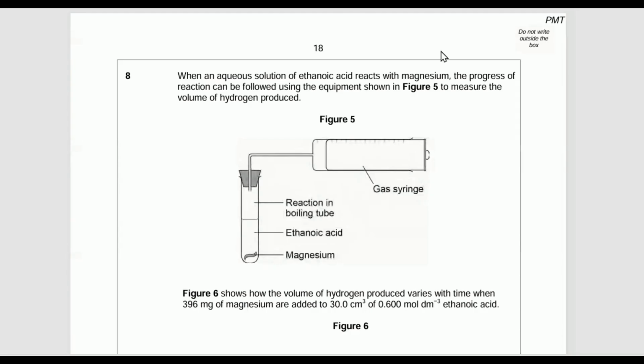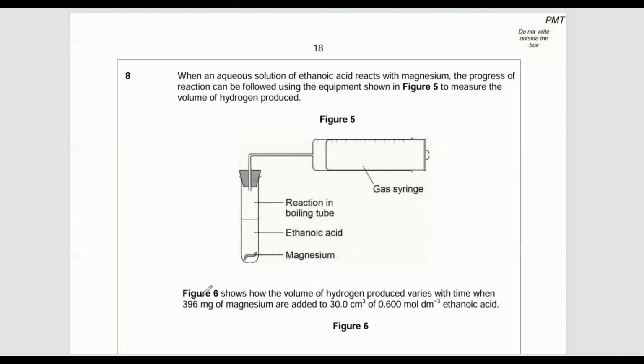Okay, when an aqueous solution of ethanoic acid reacts with magnesium, the progress of the reaction can be followed using the equipment shown in figure 5 to measure the volume of hydrogen produced. So we've got a gas syringe, we've got ethanoic acid, we've got magnesium metal, we've got a bung, we've got a test tube. Figure 6 shows how the volume of hydrogen produced varies with time when 396 milligrams of magnesium are added to 30 centimetres cubed of 0.6 mole per decimetre cubed ethanoic acid.